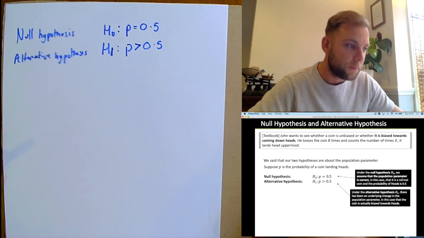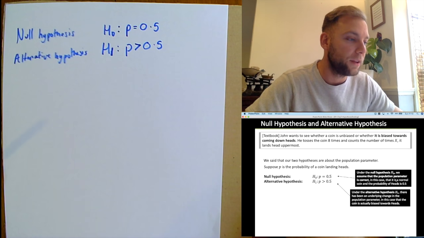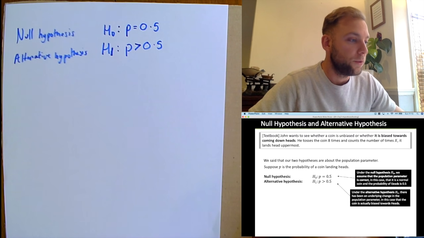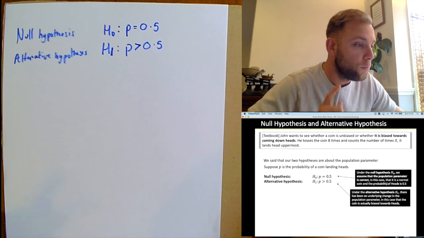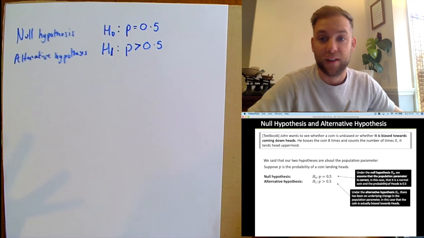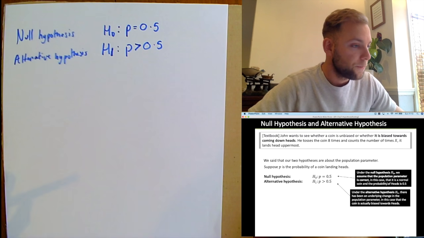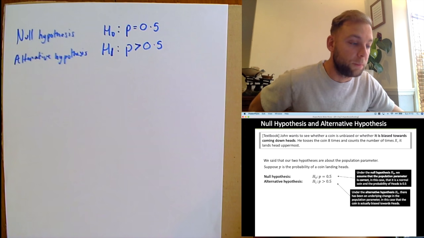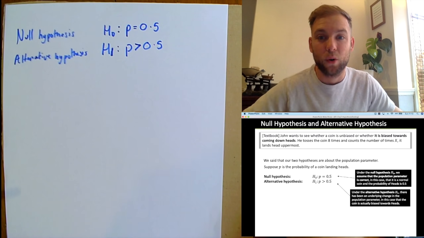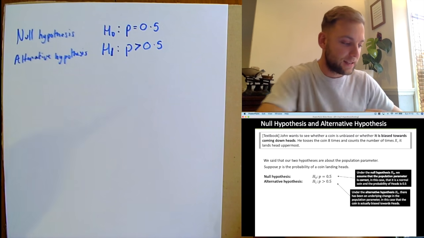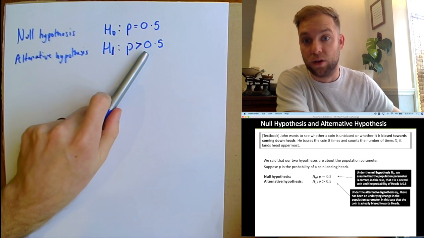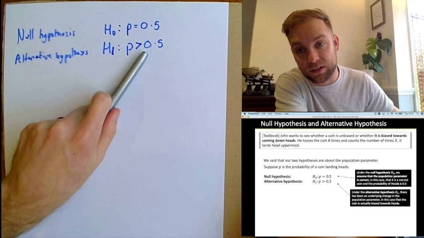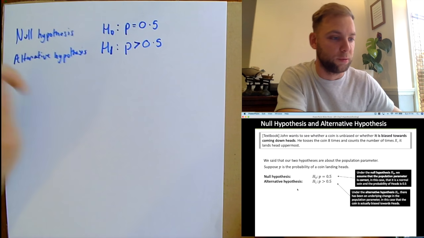Again, remember, this is the population parameter. It's normal that for a normal coin the probability of heads is 0.5. That's what we're saying here. Under the alternate hypothesis, H1, there has been an underlying change in the population parameter. So what we're saying here is that the coin is biased towards heads, and that means that p is going to be greater than 0.5. If it was biased towards tails, it would be the other way around. It's going to be less than 0.5.